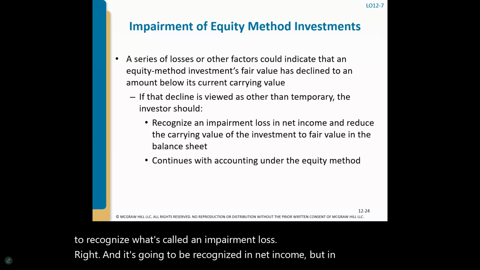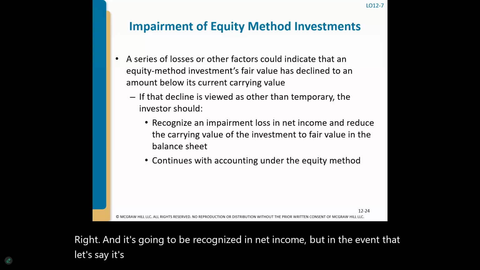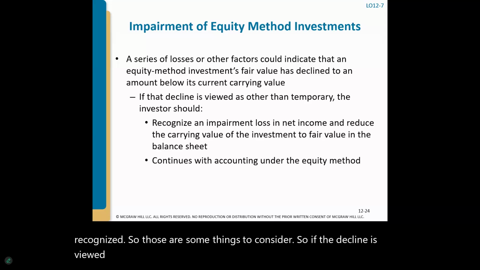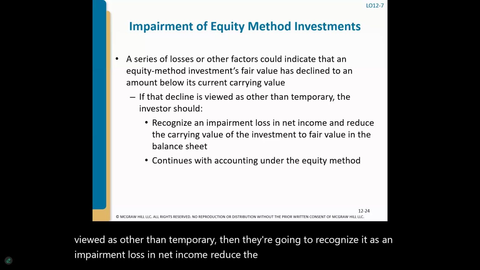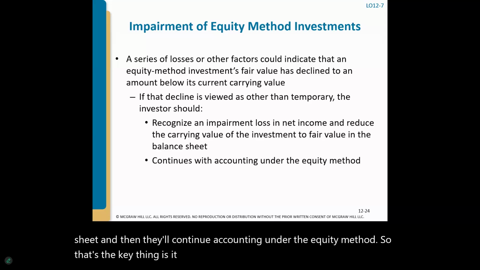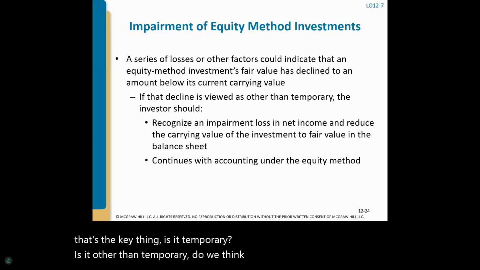But in the event that, let's say, it's permanent, then in such case, it's going to actually be recognized. So those are some things to consider. If the decline is viewed as other than temporary, then they're going to recognize it as an impairment loss in net income, reduce the carrying value on the balance sheet, and then they'll continue accounting under the equity method. So that's the key thing. Is it temporary? Is it other than temporary? Do we think that it's going to be permanent? So these are some things to consider.